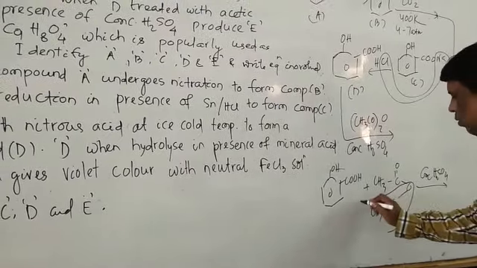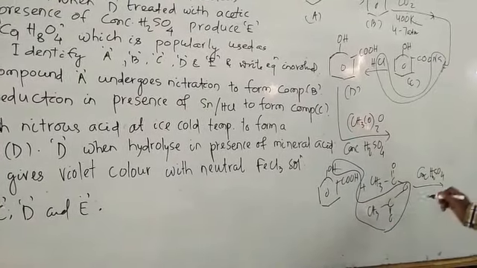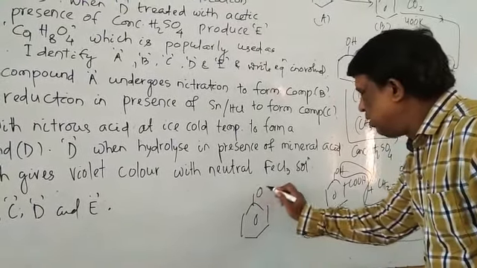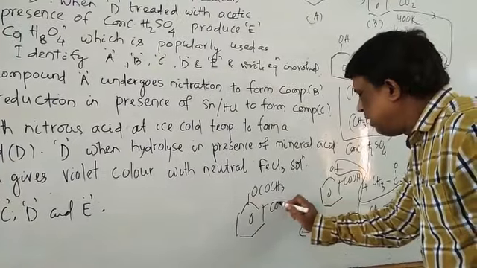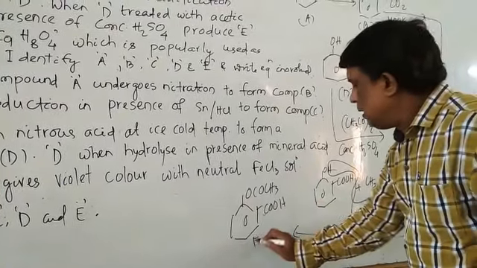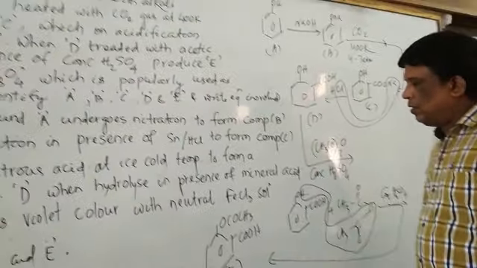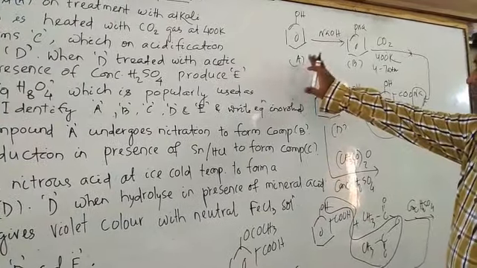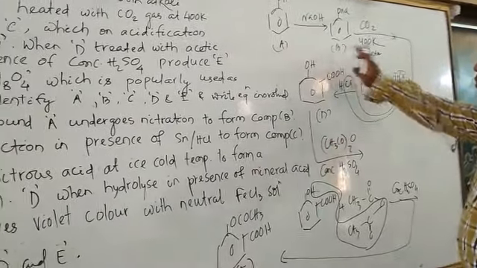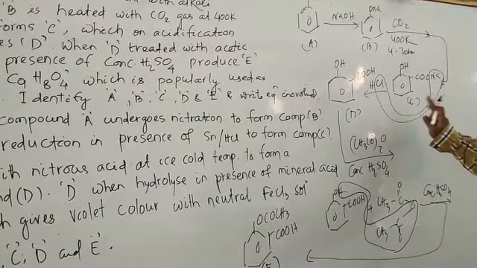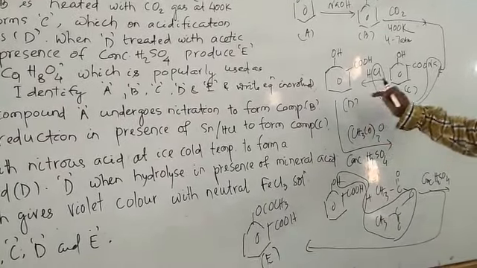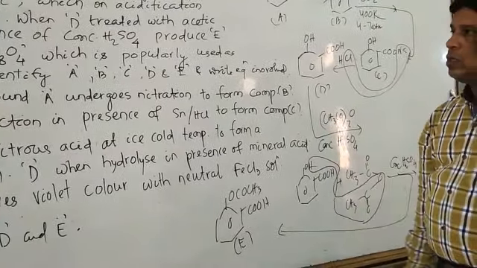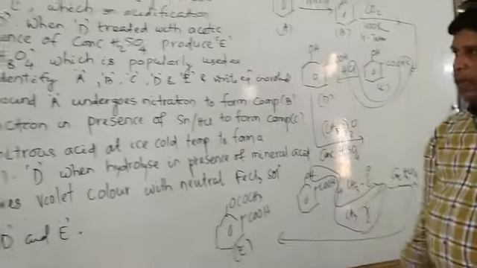So here the acetyl group replaces the hydrogen of OH. So what is the product? The product is 2-acetoxybenzoic acid, OCOCH3 and COOH. It is known as E. So it is aspirin, that is the well-known painkiller. So here A is phenol, B is sodium phenoxide, C is sodium salicylate, D is salicylic acid, and E is aspirin, which is popularly used as a painkiller.